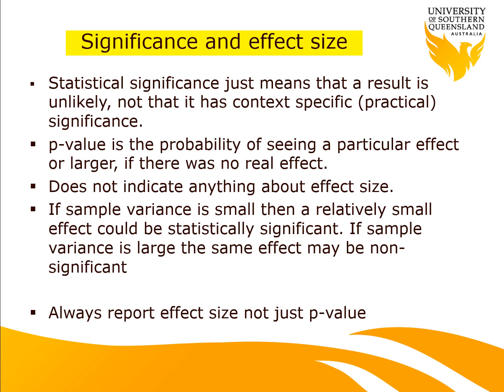But the p-value itself, finding a significant result, doesn't tell you anything about the effect size. If you've got small variation within two groups, then you're more likely to find a statistically significant difference between the means of those groups. But if you've got lots of variation within your groups, it's going to be harder to find a statistically significant difference between the means. So we always need to report not just the p-value, not just that something is significant, but the actual effect size that we have seen in our data.